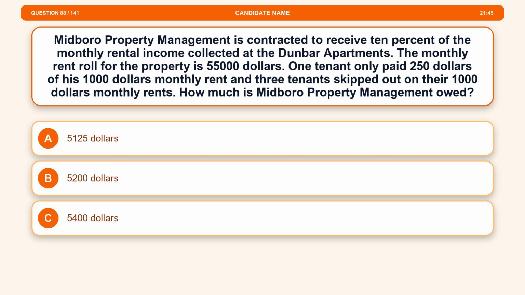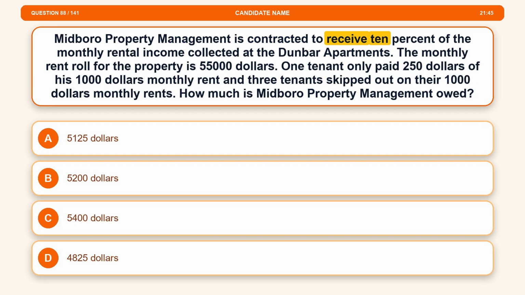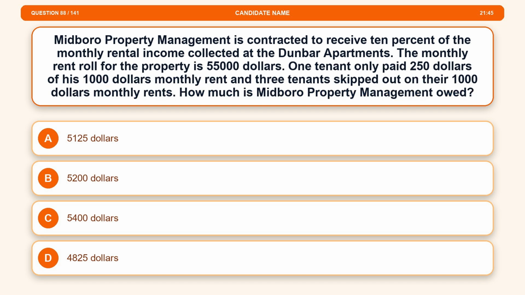Question 88. Midborough Property Management is contracted to receive 10% of the monthly rental income collected at the Dunbar Apartments. The monthly rent roll for the property is $55,000. One tenant only paid $250 of his $1,000 monthly rent, and 3 tenants skipped out on their $1,000 monthly rents. How much is Midborough Property Management owed? Option A, $5,125. Option B, $5,200. Option C, $5,400. Option D, $4,825.